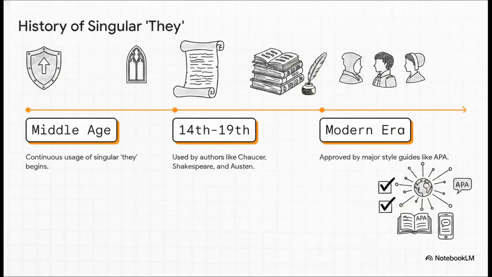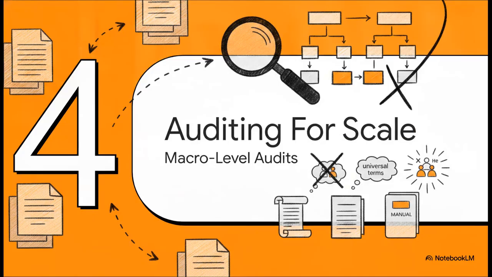Now, I know some grammar purists out there might be throwing a system error right about now. But actually, the singular they is a legacy function that's been validated by centuries of use. It literally dates back to the Middle Ages. It was used by literary giants. We're talking Chaucer, Shakespeare, Jane Austen. And today, major style guides like the APA completely approve it as grammatically correct. So it's a robust, time-tested tool. Definitely use it. All right, let's dive into Section 4, auditing content for scale.